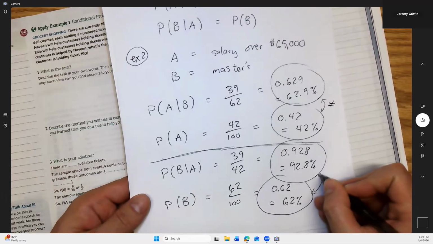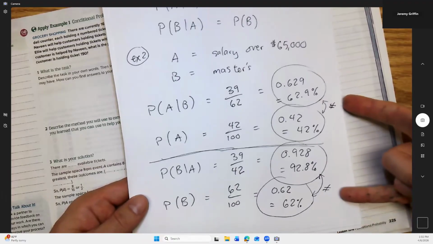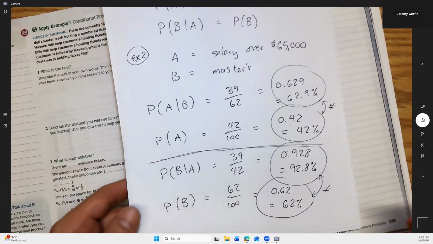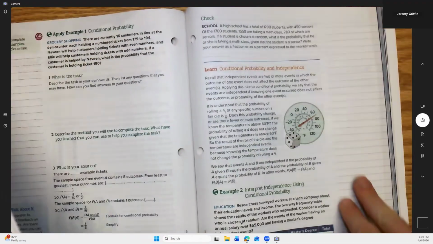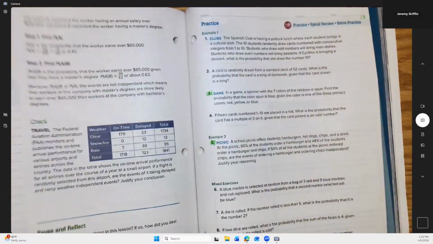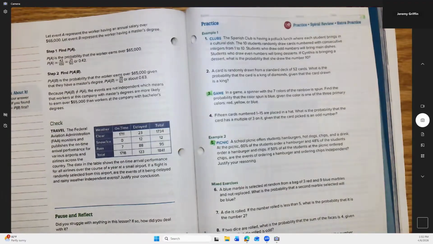Again, the fact that these are not the same, and of course, these were never going to be the same because they weren't up here either. These are not independent events. Having a high degree and having a high salary are not independent. You say those are dependent on each other. If you have a high degree, that's correlated with a higher salary.